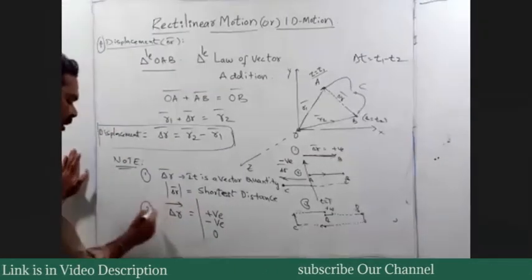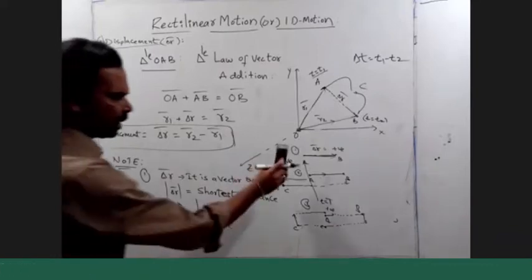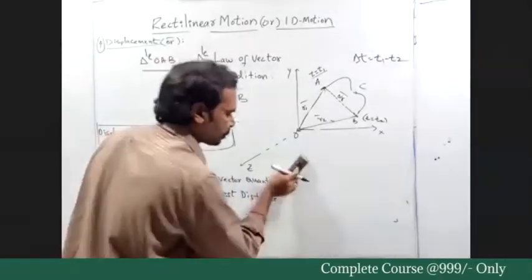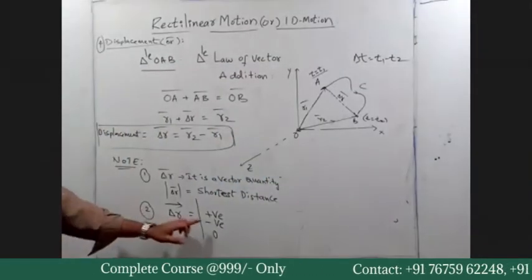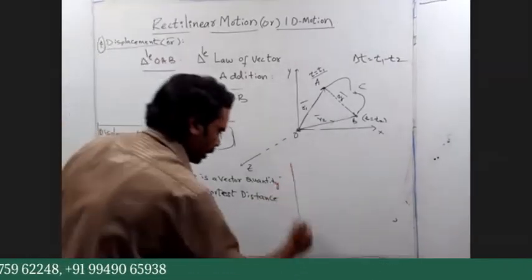This is the second important point about displacement. There is no need to note this diagram, I drew it just for your understanding. So delta r bar may be positive, negative, or zero. This is the second important conclusion.